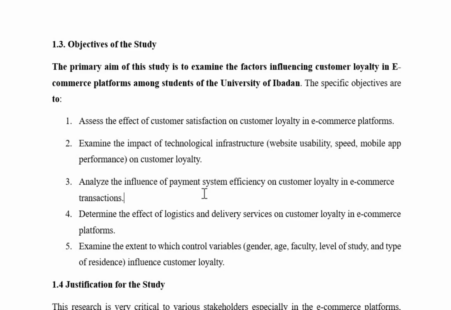So the more independent variables you have, the wider the independent variables you are working on, the more your objectives are going to be. That's just the simple logic. If you have 2 independent variables, you're expecting about 2 or 3 objectives. But if you have 5 independent variables, you're expecting like 5 or 6 objectives. So the more independent variables you have, the wider your objectives are going to be.